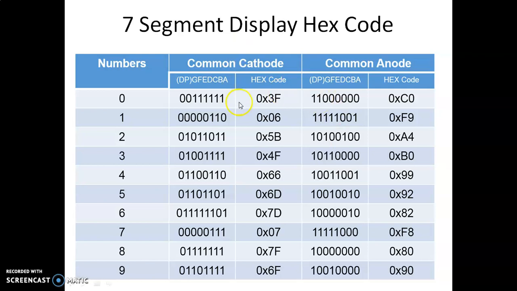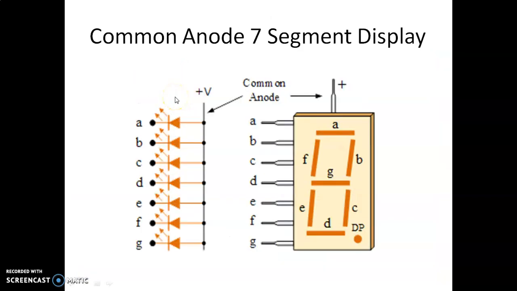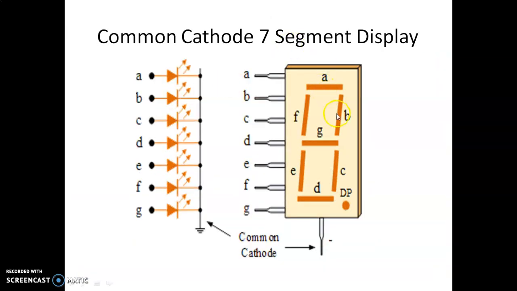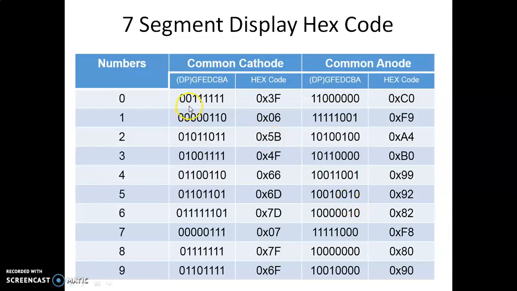We can see here, as per that, 1, 1, 1, 1, 1, 1, 0, 0, and the same is shown here. We can see common cathode, 1 four times, and then 1, 1, 0, 0. G and decimal point should be 0. That is shown here. Then we can display logic 0. So this is about the common cathode 7 segment, and similarly this is applicable to all numbers.